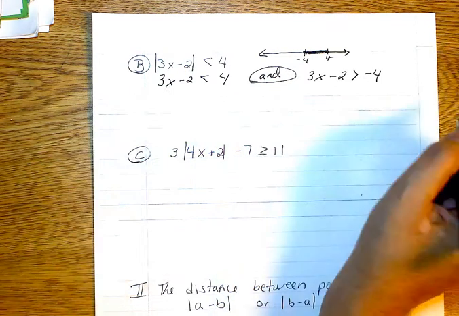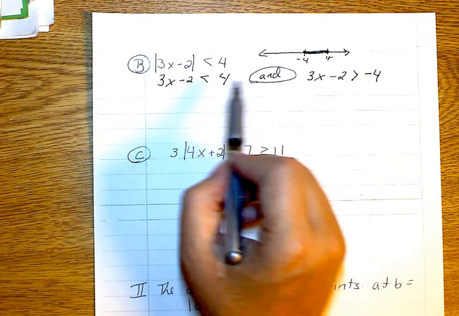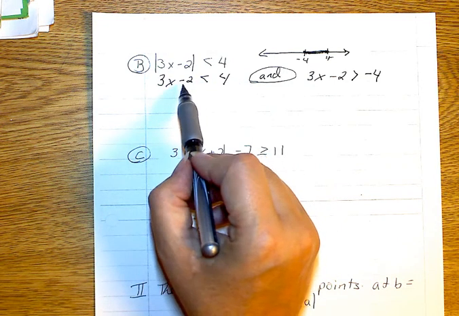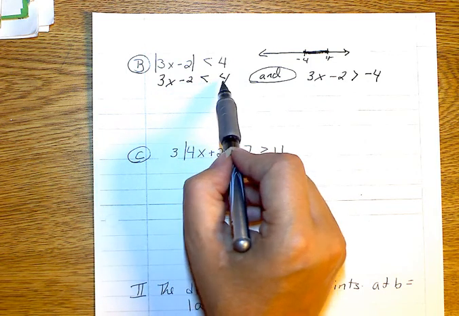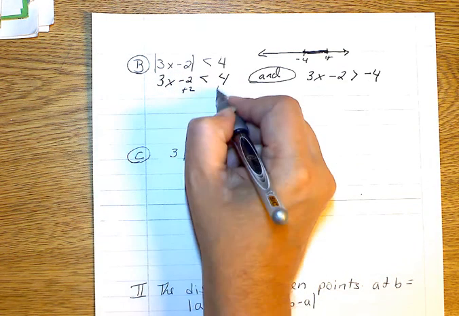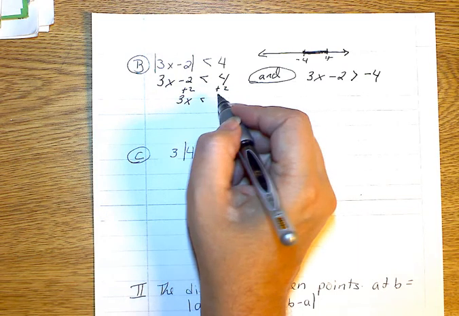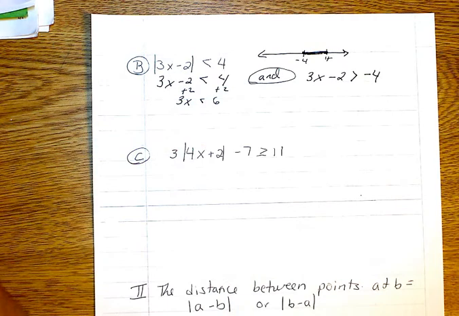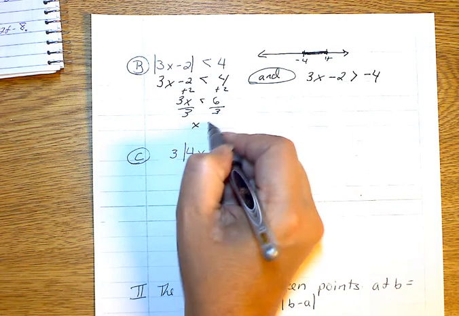All right, so we have our two situations. Now we just solve each one. Tim, do you know what I have to do to solve 3x minus 2 is less than 4? So I add 2, very good. So I add 2 to both sides. So I have 3x is less than 6. And Tony, what do I do next? Divide by 3. So I have x is less than 2.